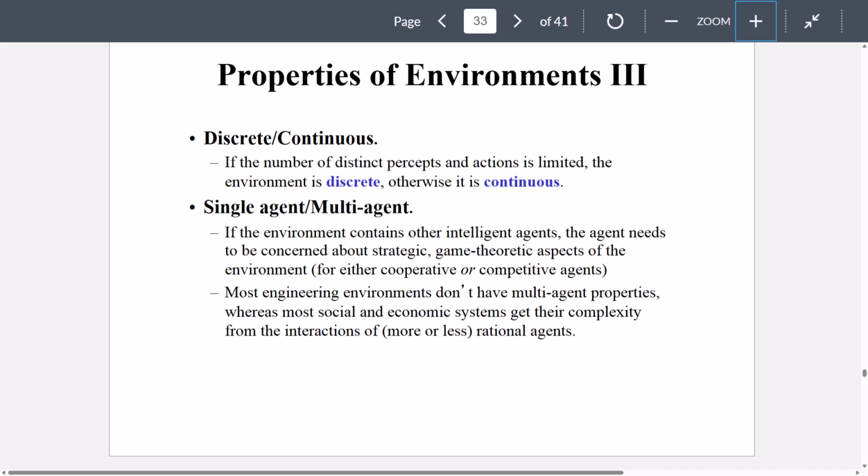Next one is single agent versus multi-agent systems. A crossword-solving agent works alone, so it's a single agent system. But in chess, two agents compete, so that's a competitive multi-agent environment. Driving a taxi is multi-agent too. Sometimes cooperative, like avoiding collisions helps everyone, and sometimes competitive, like fighting for the same parking spot.